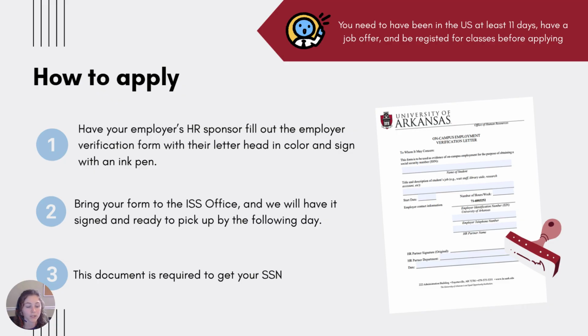Both of those things you want to make sure you have since the SSN office is very particular about how this form looks. Your employer may have their own specific employment verification form. So, for example, Chartwell's, which is the dining halls on campus, they have their own employment verification form that they use, and that is also fine. You'll want your employer's HR sponsor to fill out the employment verification form in color with the heading, and then sign it with an ink pen.